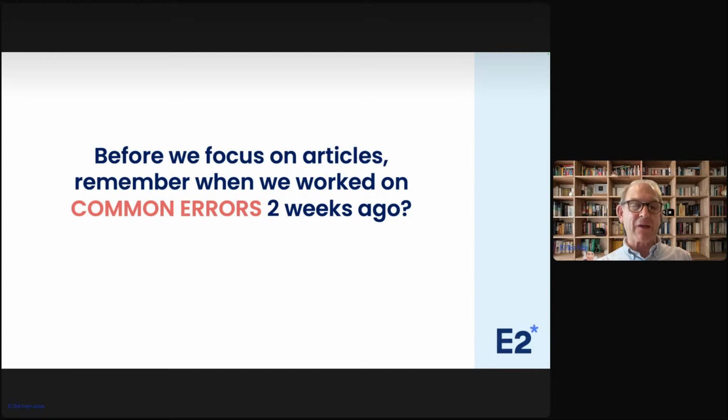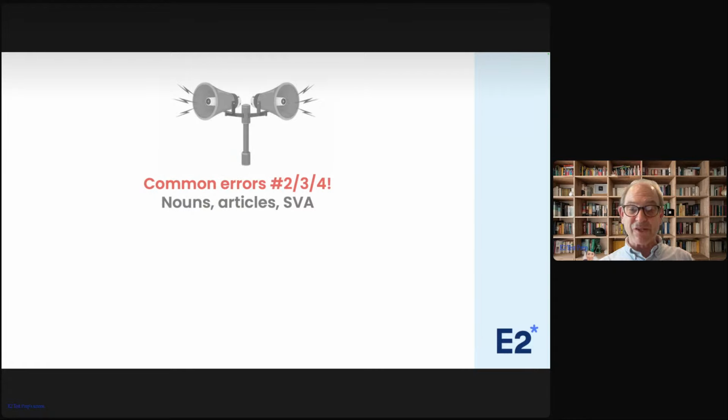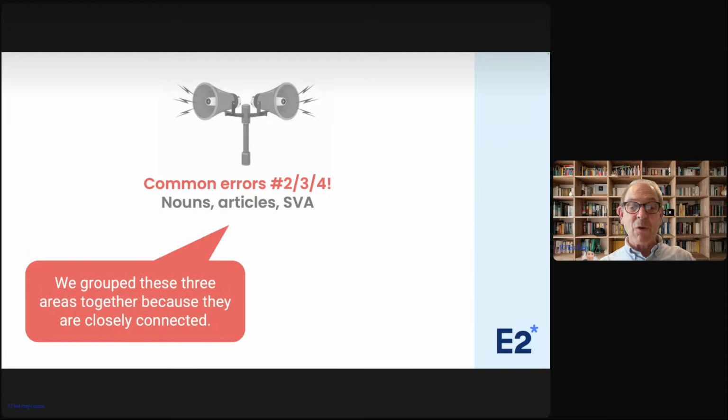Before we focus on articles, remember when we worked on common errors a couple of weeks ago? Common errors number 2, 3, and 4: nouns, articles, and subject-verb agreement. We group these three areas together because they are closely connected. Nouns, things; articles, and the zero article; subject-verb agreement, meaning the number of the subject, singular or plural, affects the verb, singular or plural, and they have to agree or it's grammatically incorrect.